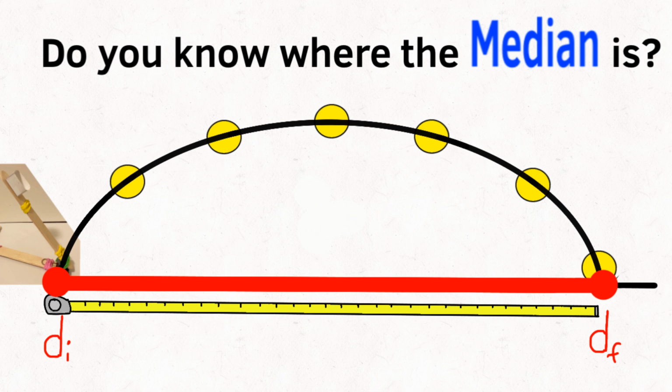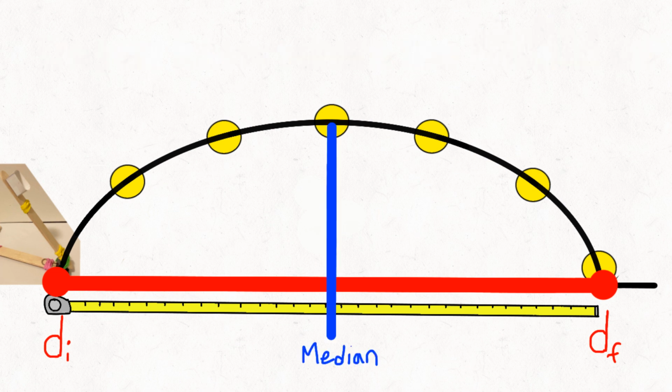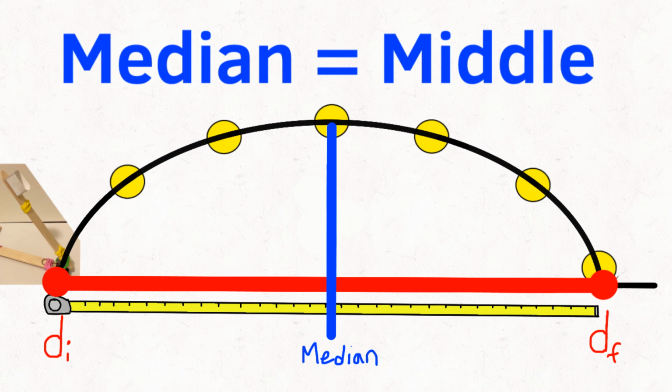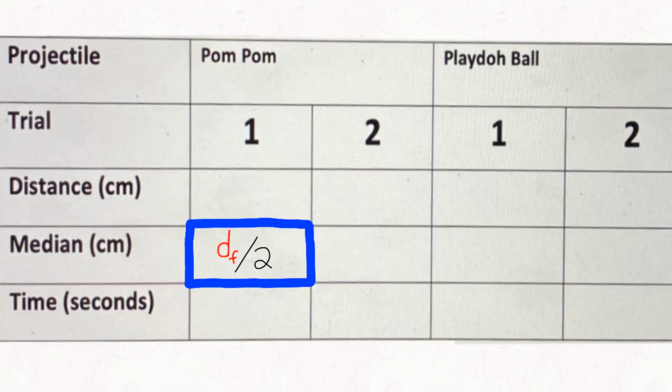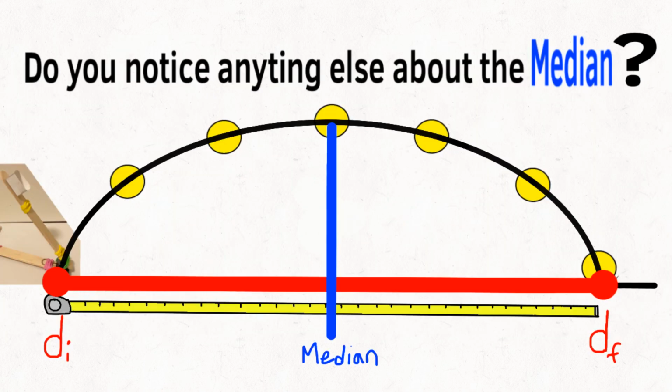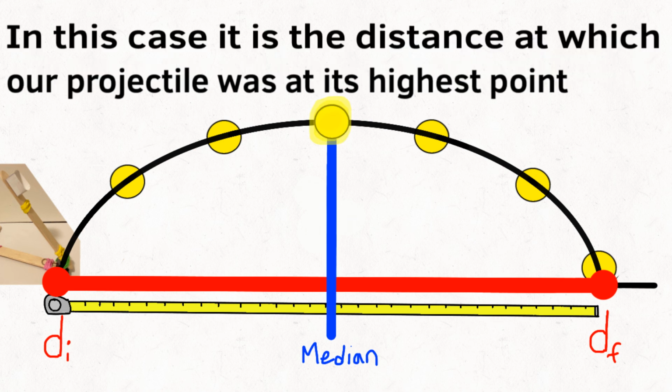Do you know where the median is? The median is in the middle. Find the halfway distance on your measuring tape and record it in your table. Or you can divide your final distance by 2 to find the median. Do you notice anything else about the median? In this case, it is the distance at which our projectile was at its highest point in the air.